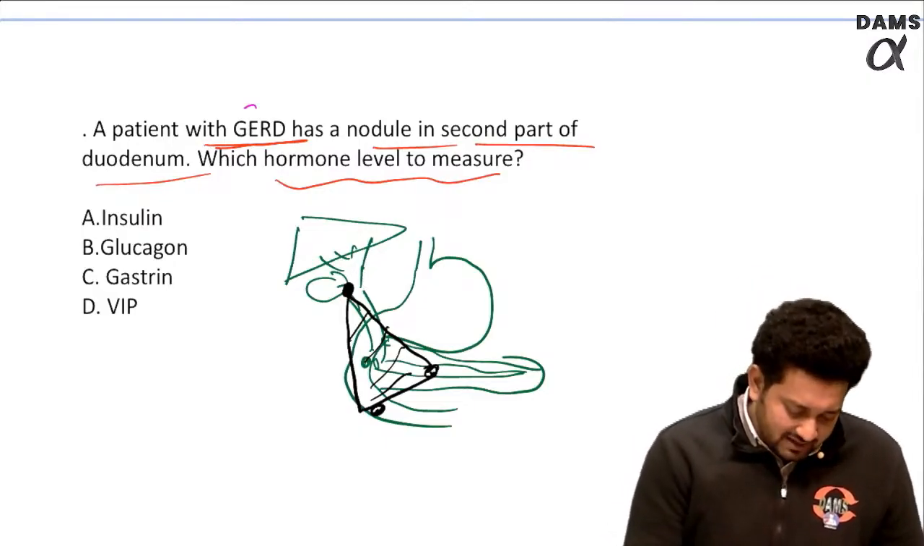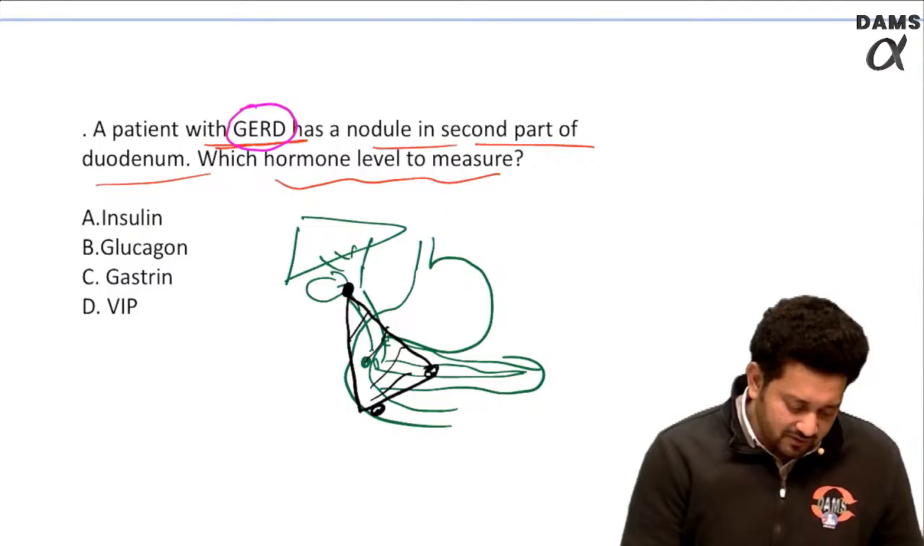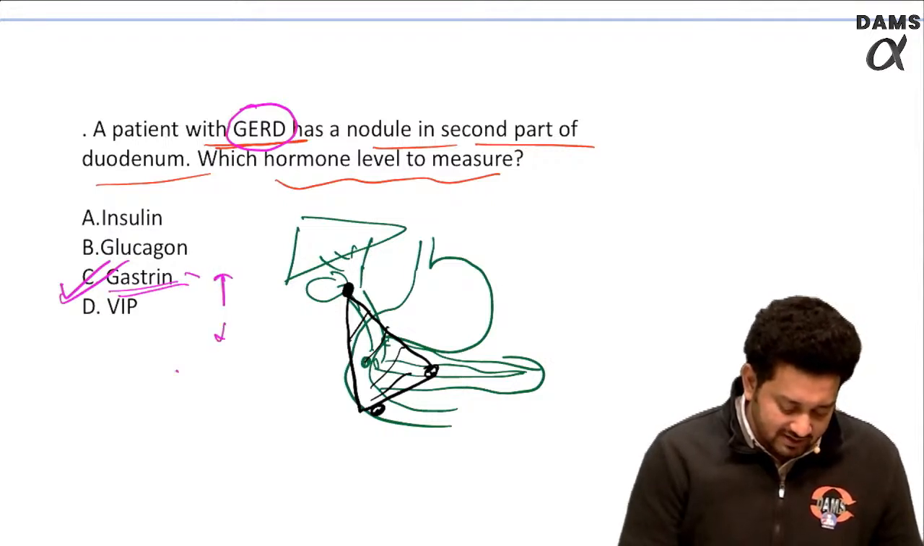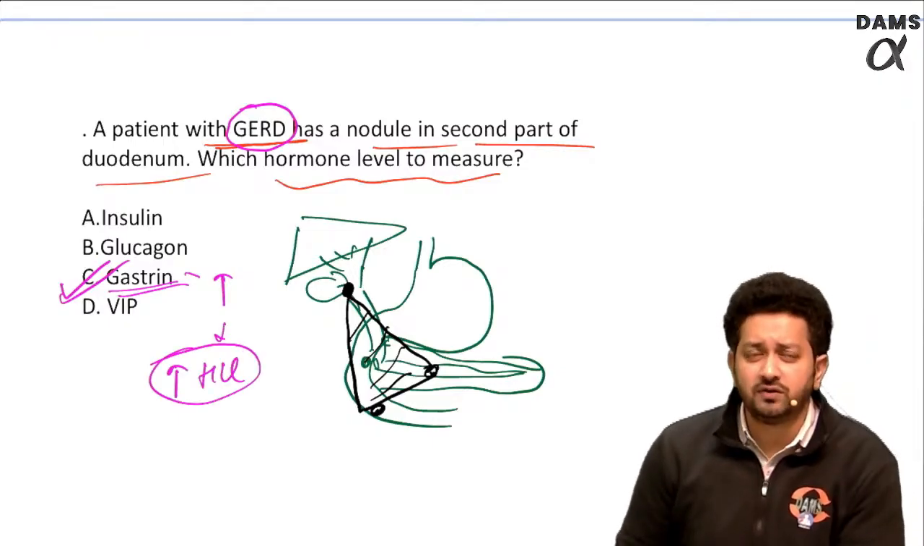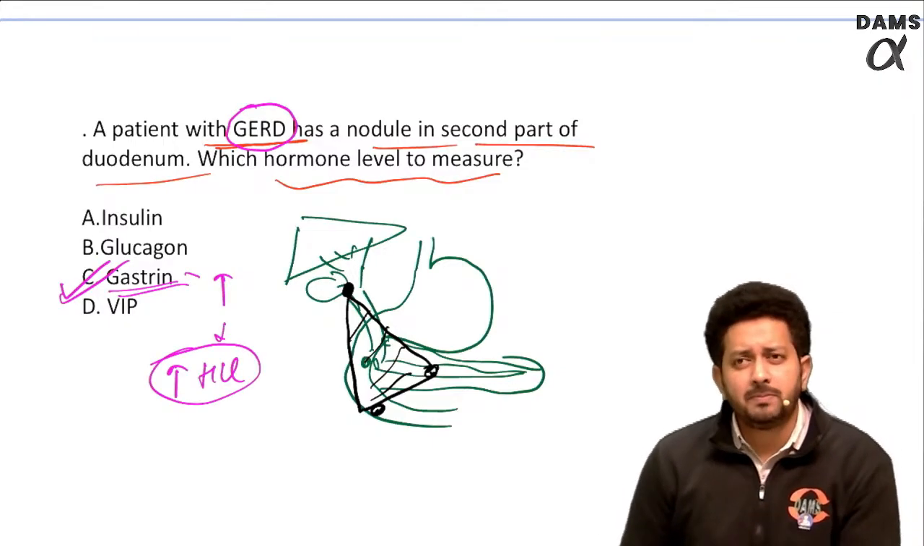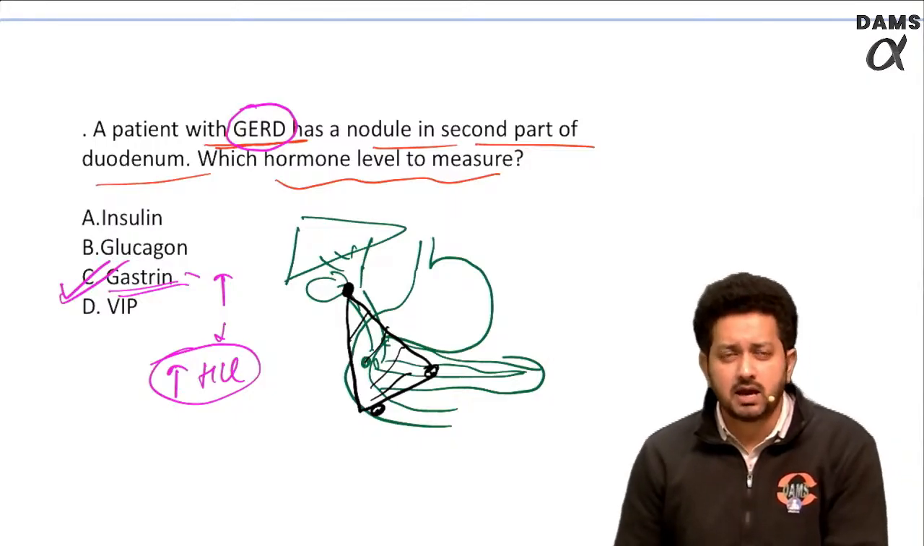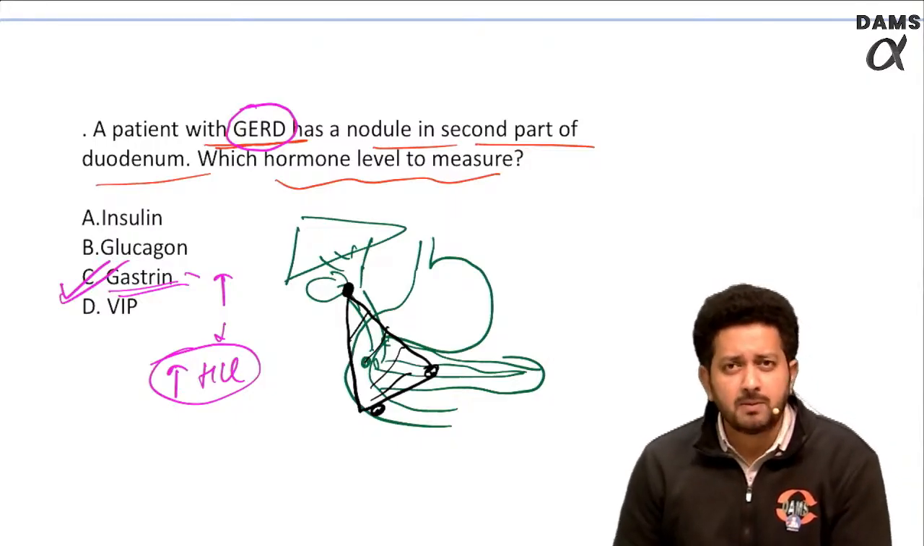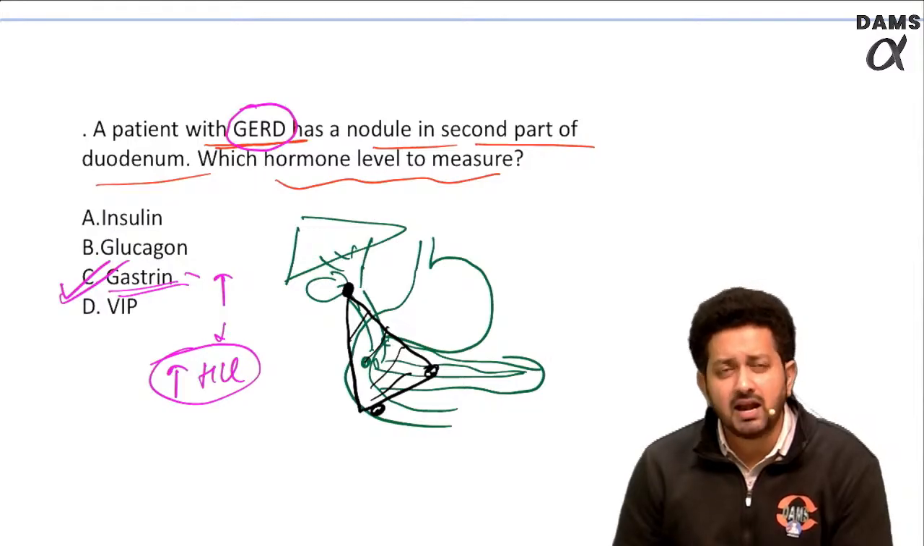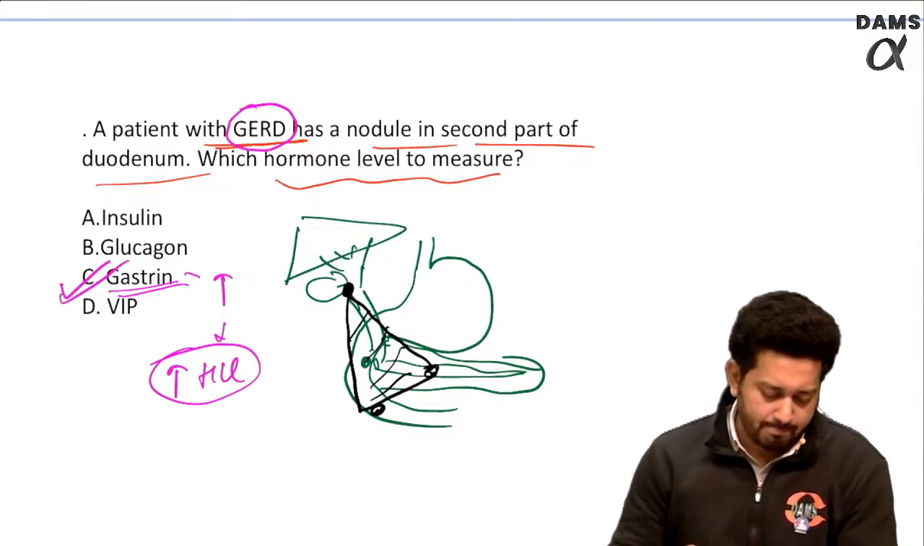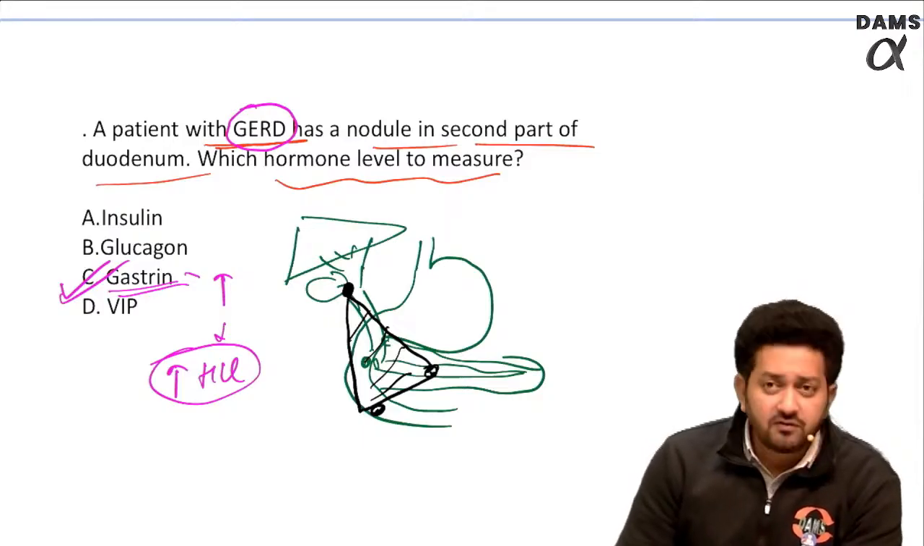The patient is also having gastroesophageal reflux disease. Gastrinoma causes increased gastrin production, and because of increased gastrin there is increased HCl, and that can lead to this gastroesophageal reflux disease. Gastrinoma patients can also have diarrhea, and they can have refractory peptic ulcer disease or atypical peptic ulcer disease. Any confusion in this?